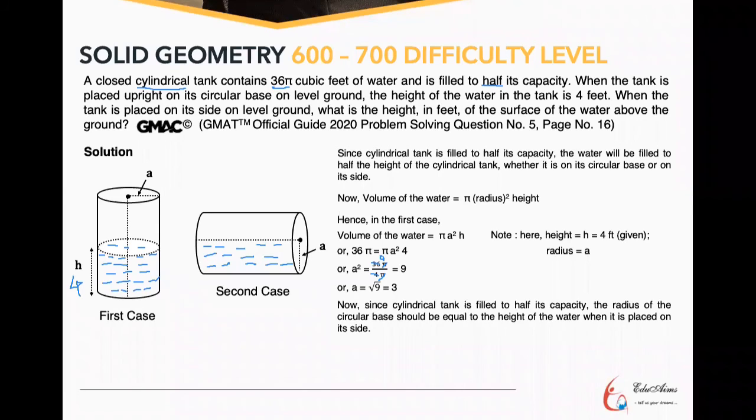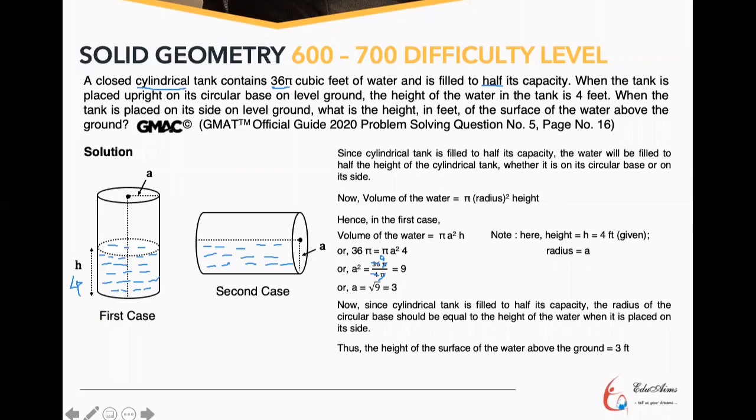So the height of the surface of the water above the ground when the cylindrical tank is placed on its side is going to be equal to the radius of the circular base, which we've already found out to be 3. So thus we can say that the height of the surface of the water above the ground, that is what the problem asks you to find out, is 3 feet.